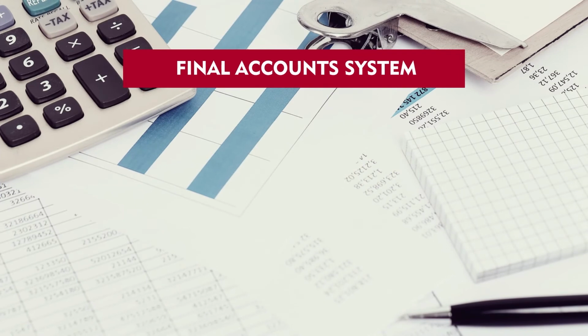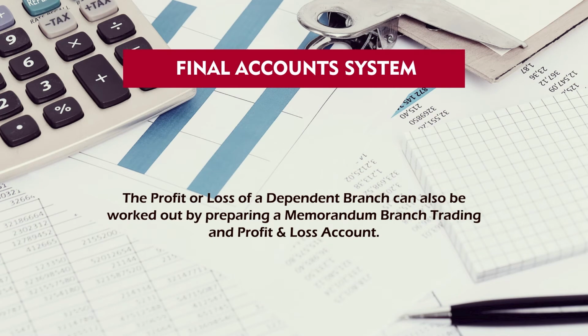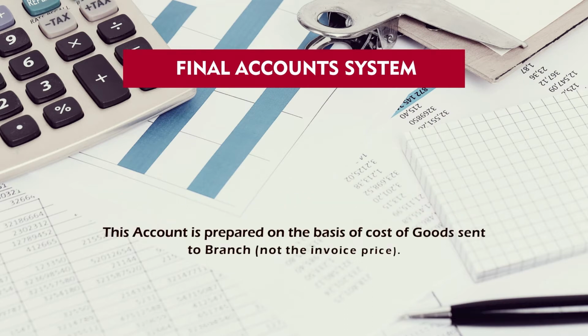So, the final accounts system. Dear learners, the profit or loss of a dependent branch can also be worked out by preparing a memorandum branch trading and profit and loss account. This account is prepared on the basis of the cost of goods sent to the branch, not at the invoice price.